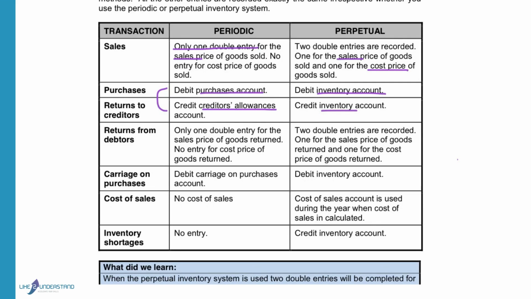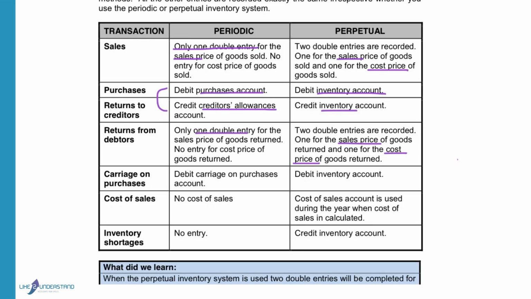Returns from debtors. Only one double entry at the sales price in the periodic system, no entry for cost price. Two double entries in the perpetual system, one at the sales price and one at the cost price of the goods.